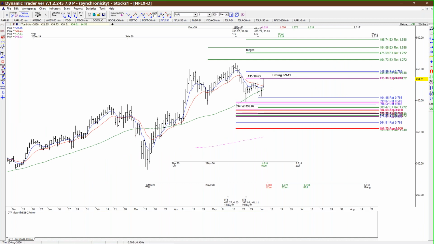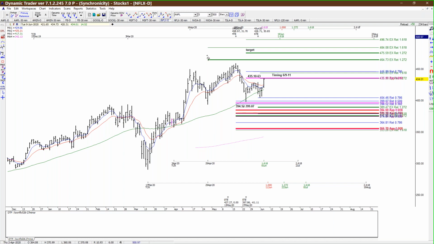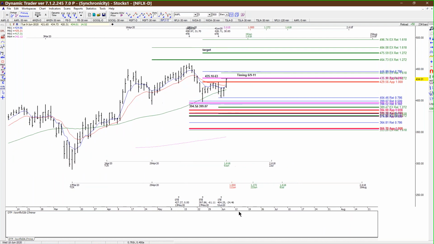Netflix, this was our last buy decision. We had a sell decision from symmetry, and it did start to work. It was this low to this high, projected from the low. And you see how it capped it, and it dropped from there, so that was about a $24 pullback.